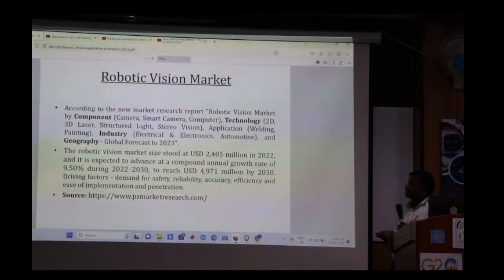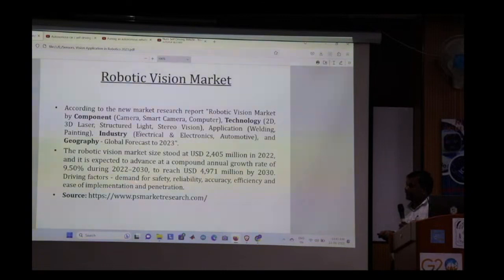Now coming to this, there's a figure in fact. It says that the robotic vision market stood at US dollar 25404 million in 2022, and it is expected to advance at a CAGR, compound annual growth rate, of 9.5 percent. This is much more than the average GDP of the whole universe, right? So during 2022 to 2030, it's expected to reach 497. It's a very large amount, a billion, by 2030.